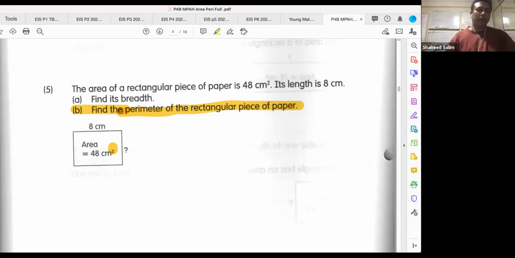Cannot be. How come you write like that, Mr. Putra? Does it make sense? 8 plus 8 already 16. How come your perimeter is 12?